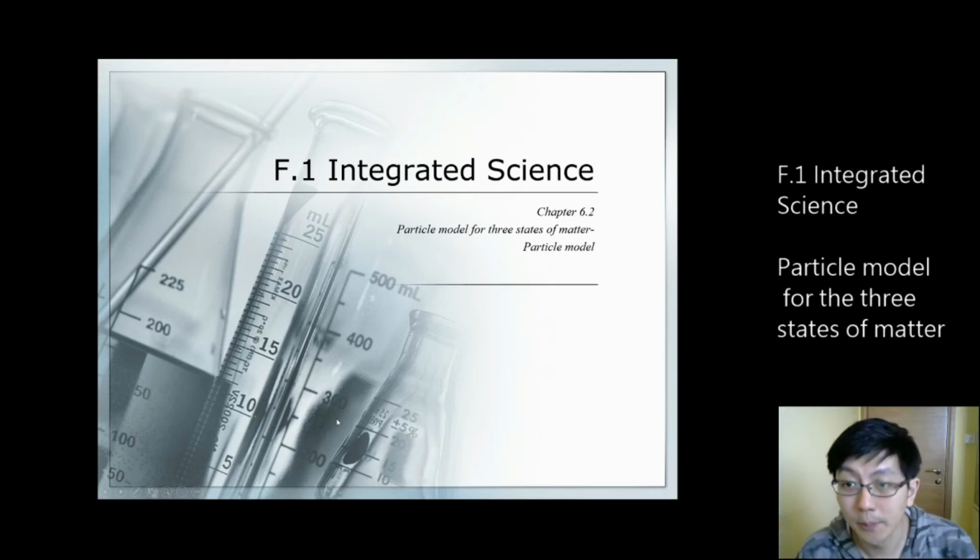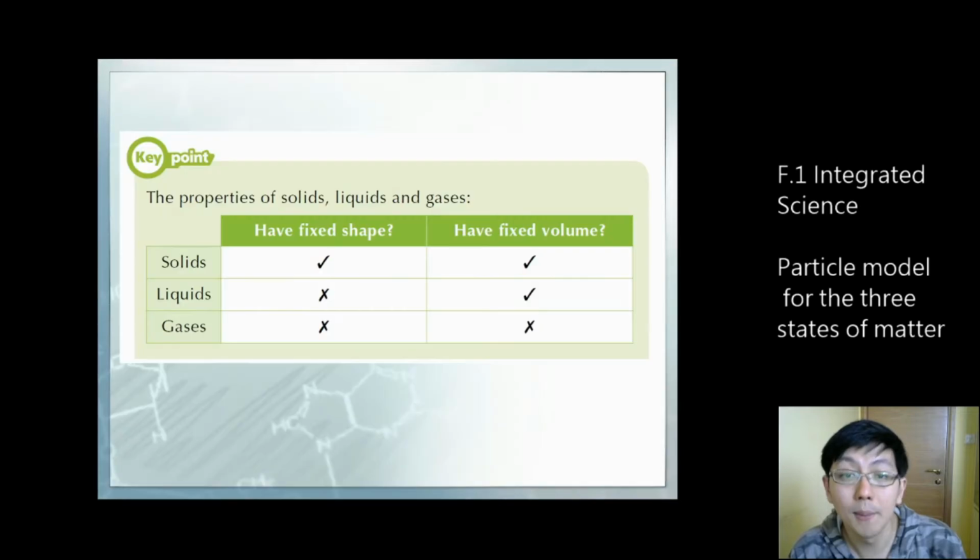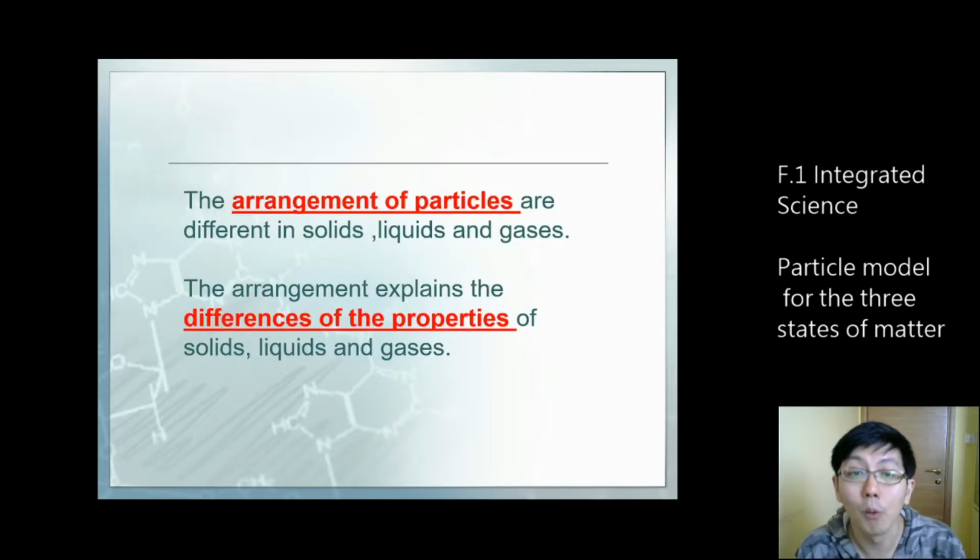So how do we explain the properties of the three states of matter? Some of them have fixed shape, and some of them have fixed volume. To explain this, again, we need to use the particle theory. But this time, we'll focus on the particle model. We focus on the arrangement of particles, how the arrangement of particles gives the differences in the properties.